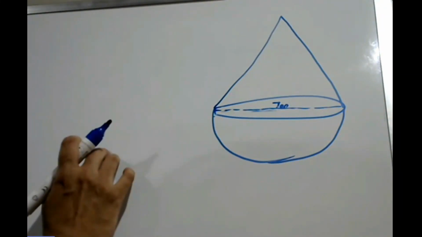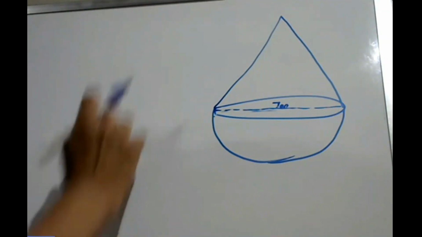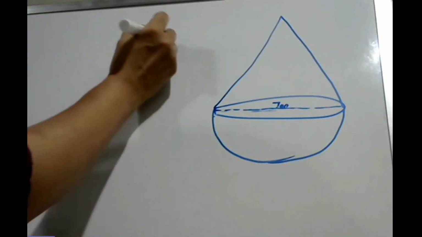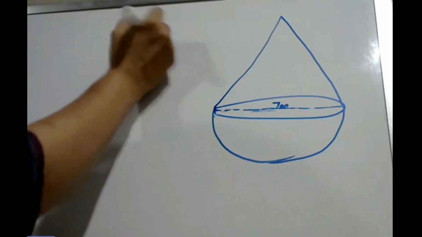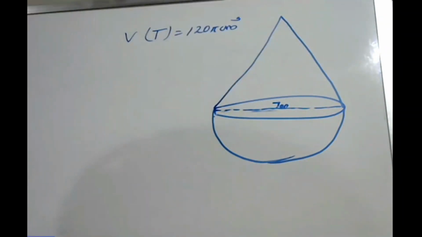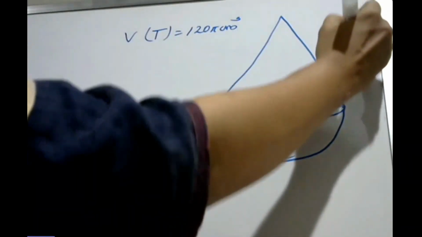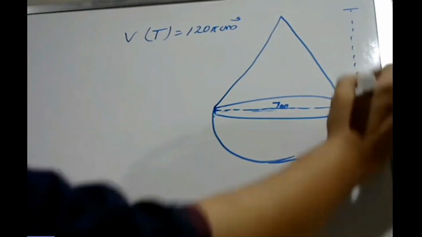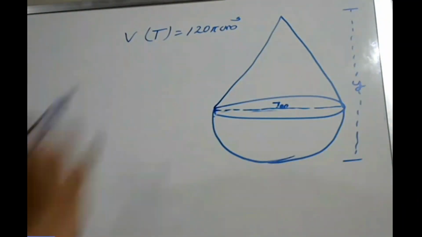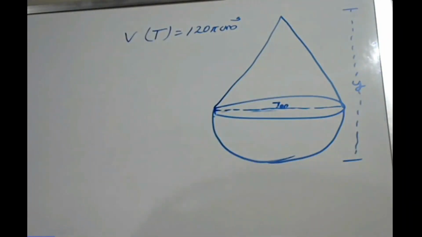Okay, and now you're asked to find the total height. The total volume of this figure, this is called T, is given as 120 pi cm cubed. Since it's volume, it should be centimeter cubed or unit cubed. And the total height of this solid is given as y, and you are asked to find the value of y. You are just given the volume and the diameter, and you are asked to find the height y.